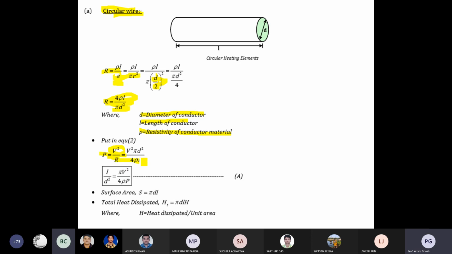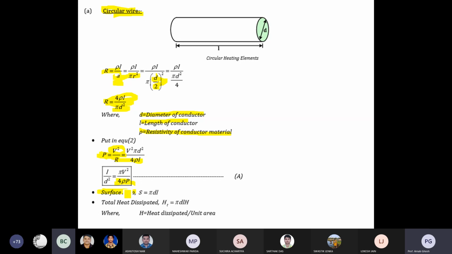P equals V square by R, equal to V square pi d square whole divided by 4 rho L. Now L by d square, how much is it coming? Cross multiplying, L by d square is coming V square pi into 4 rho into P. So R is not required; in form of P we are directly getting L by d square equal to pi V square by 4 rho into P directly.